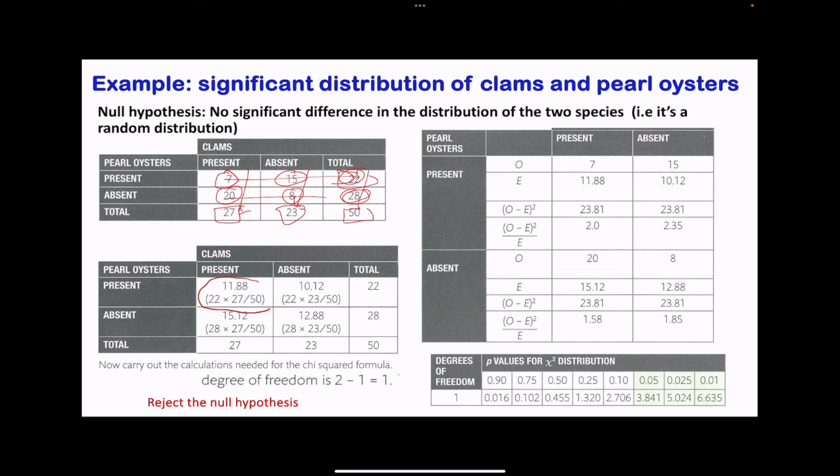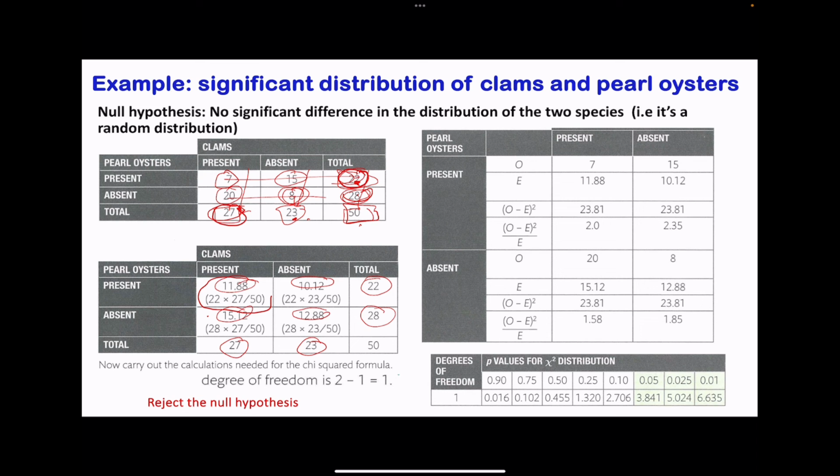So this data here was calculated by multiplying the 22 here, the sum here, times the sum there, divided by the total, which is going to be 50. So we get 22 times 27 divided by 50. For the absent, we're going to get the sum here, which is 22 times 23 here, divided by 50. And then for here, we're going to get the sum here, 28 times 27 divided by 50. And for this data here, we're going to get 28 times 23 divided by 50. And when we add up that plus that, we get 23. Adding up that plus that, we get 27. And then adding up here, we get 22. Adding up there, we get 28. And of course, the total is going to be 50.